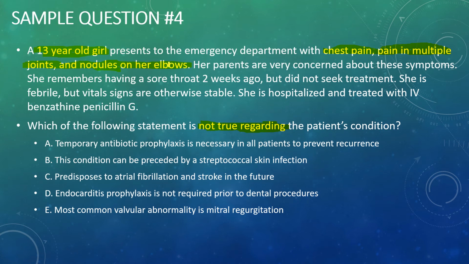Her parents are concerned about these symptoms. She remembers having a sore throat 2 weeks ago but did not seek treatment. So there's a history of a sore throat that was not treated. She is febrile, but vital signs are otherwise stable. She is hospitalized and treated with IV benzathine penicillin G. So first of all, what is this patient's condition?